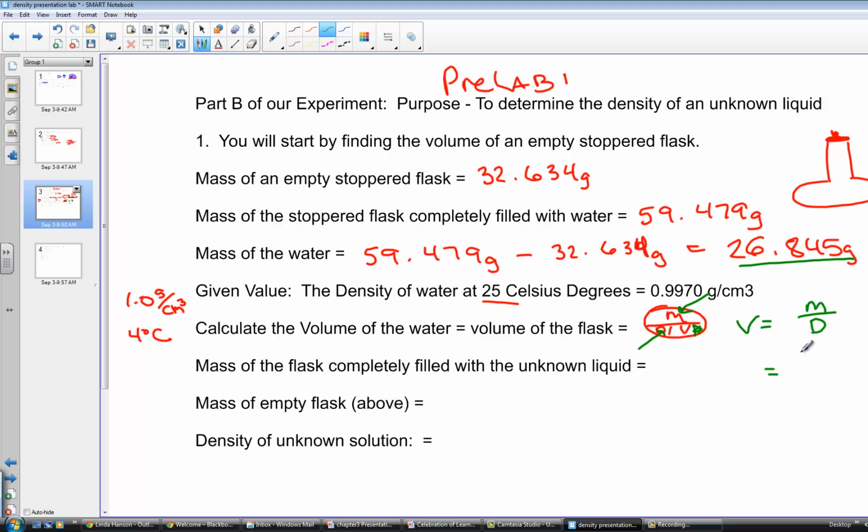We're going to solve by taking the grams. We measured 26.845 grams of water, and we're going to divide that by the density provided for us, 0.9970 grams per cubic centimeter, on the density label. So on your calculator, your key sequence literally would be 26.845 divided by 0.9970. And what is the volume in cubic centimeters? Hit it. Be sure I hit it correctly. Make sure we get a common answer.